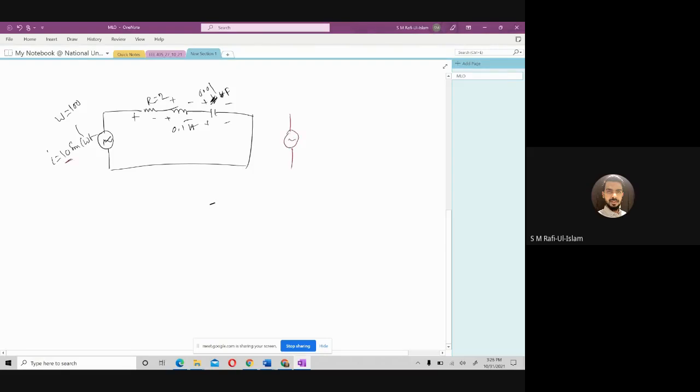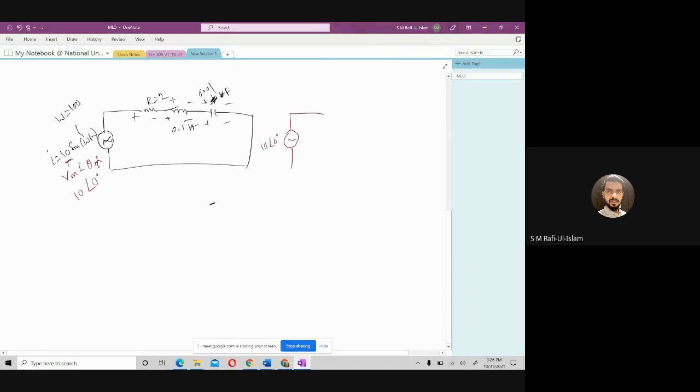Whatever the maximum value, the polar form should be Vm and angle theta m, the angle of current. So here the Vm value is 10, and what is the angle here? Is there anything with omega t? Nothing. So the angle is 0. So I will convert it to 10, 0 degrees.